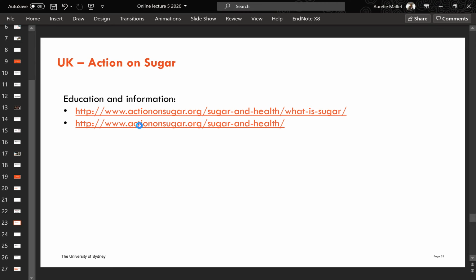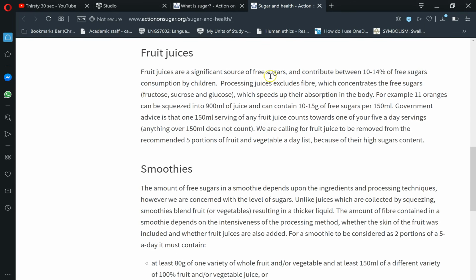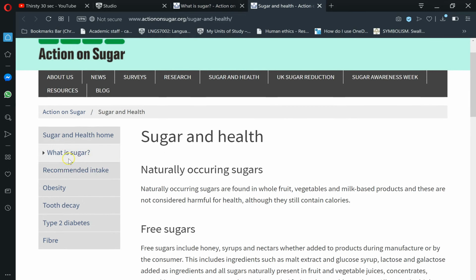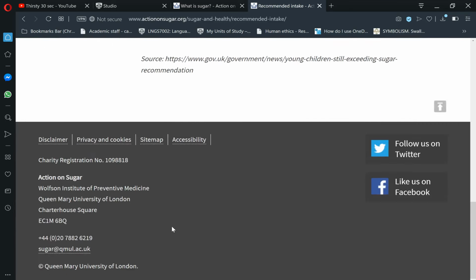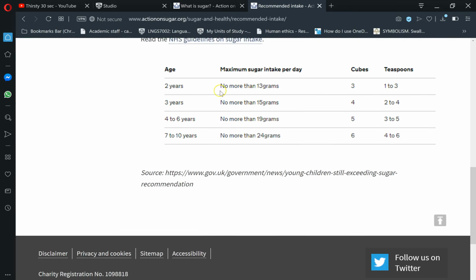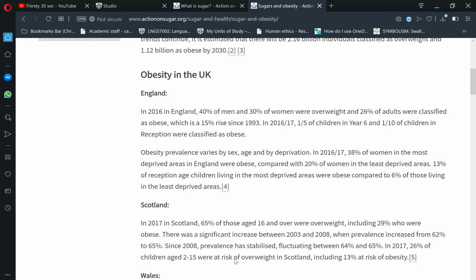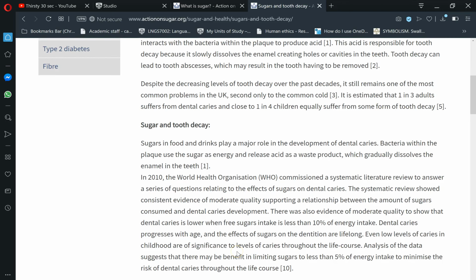It also educates people on the effect of sugar on their health. So what's the daily recommended intake of sugar for each age group here? It can lead to obesity. We'll talk about this again. Tooth decay. So lots of educational stuff on sugars and the effects of sugars on our health.